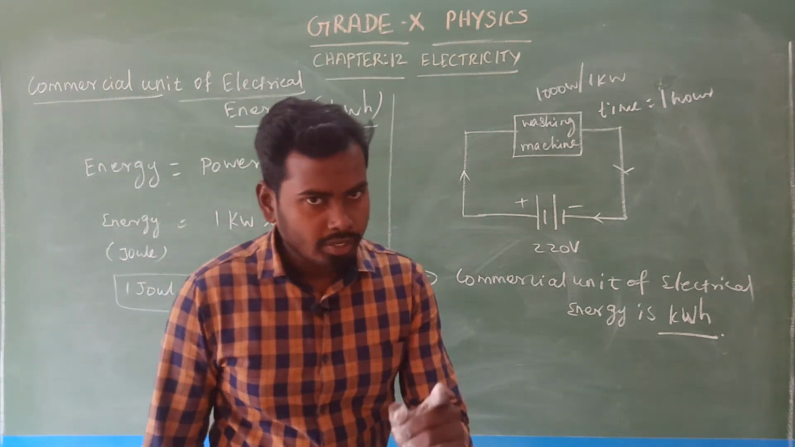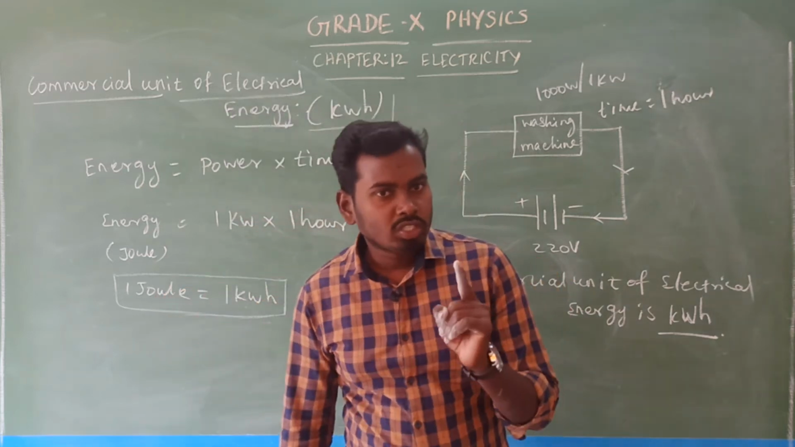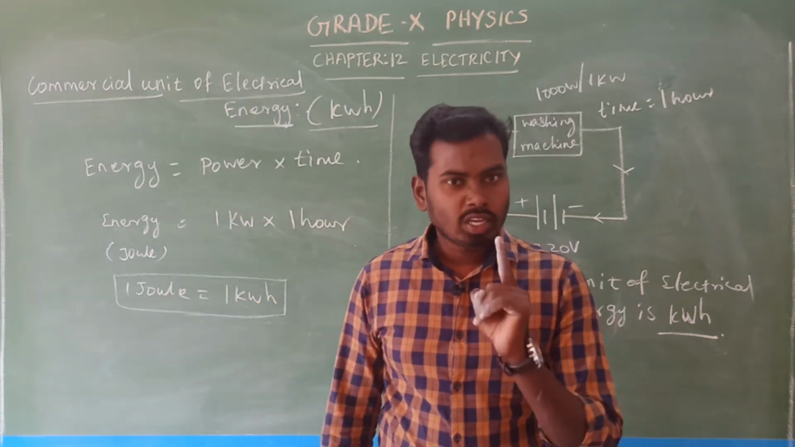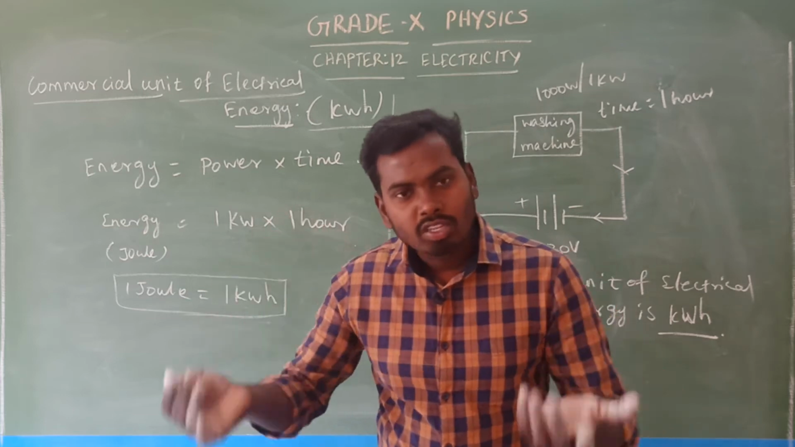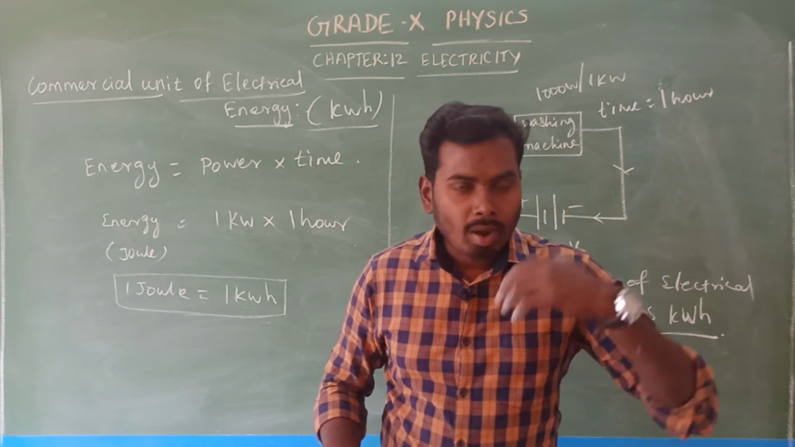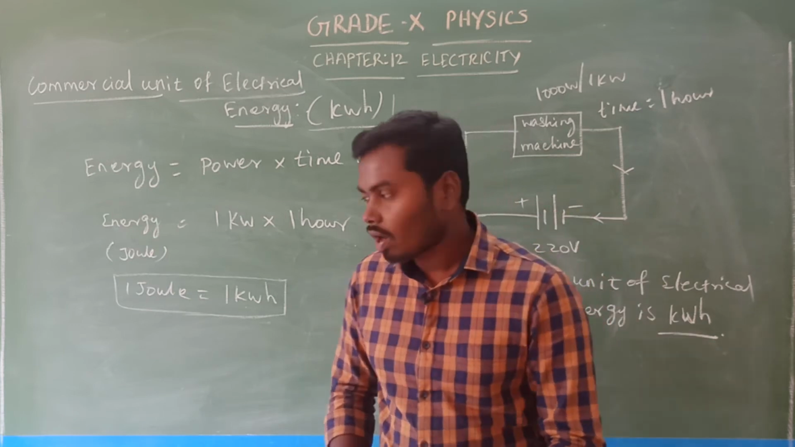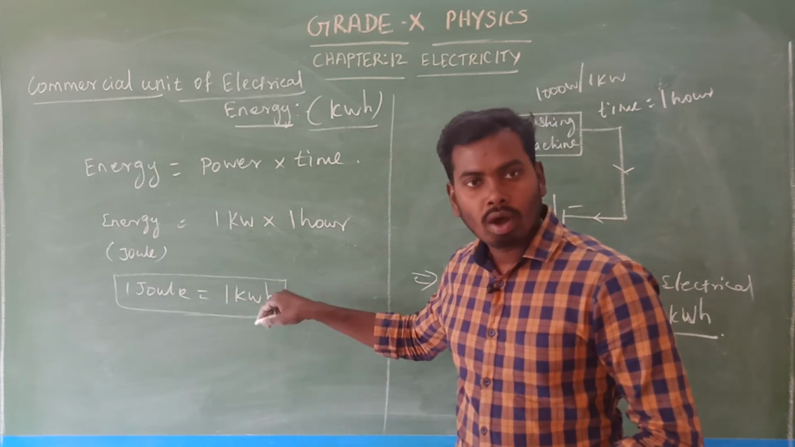Look here, 1 joule. 1 joule is a very, very small unit. 1 joule is equal to 1 watt into 1 second. That is the smallest unit. So commercially, to calculate electrical energy, we need an alternative formula. That alternative is the kilowatt hour.